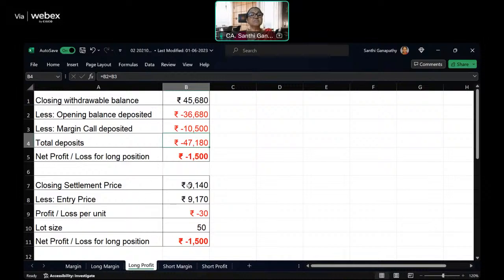Or alternatively, I can simply take the closing settlement price, deduct the opening price, get the profit or loss per unit, multiply with the lot size, get the net profit or loss. That way also I could have found. So one of the three ways I can find the profit.